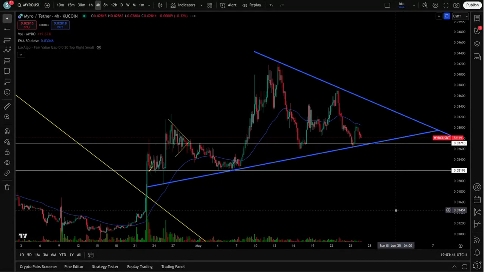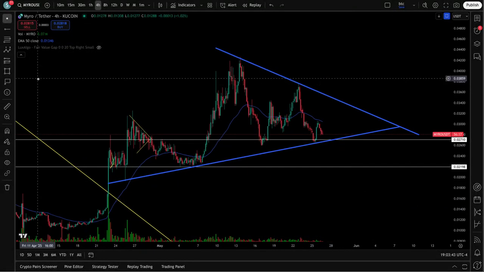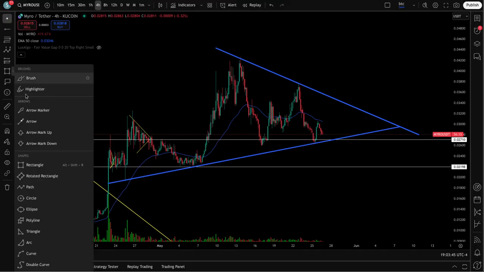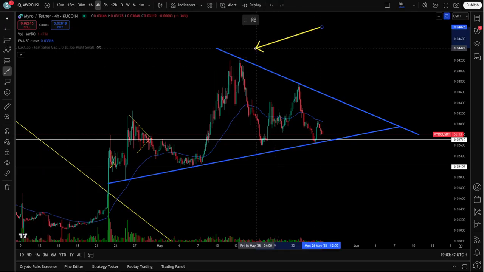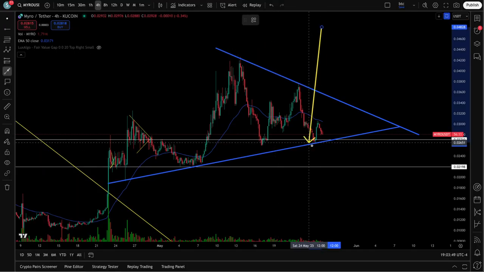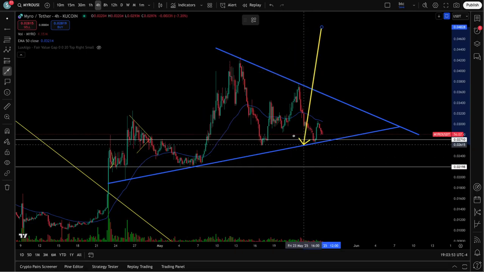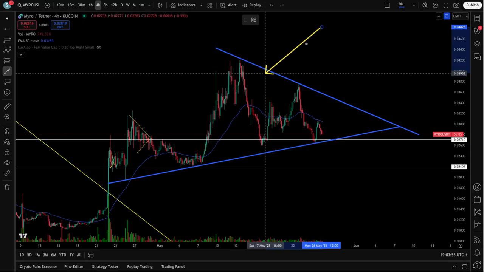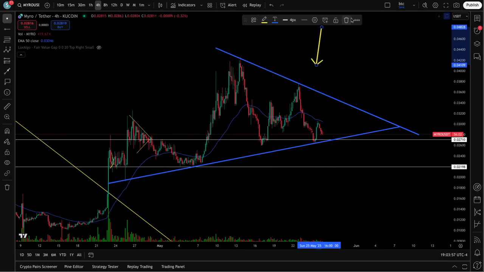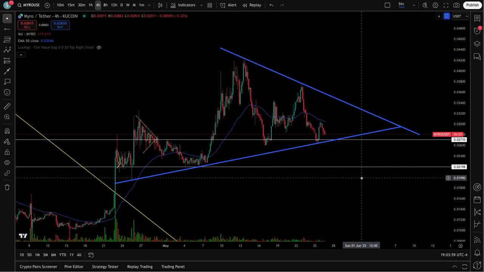Brian back here with a look at Myro. As you can see here, we have a massive wedge building up. All right, we got overhead resistance, we got bottom support, the whole way down here. So, got a big move coming, right? Obviously, we want to see a break to the upside.